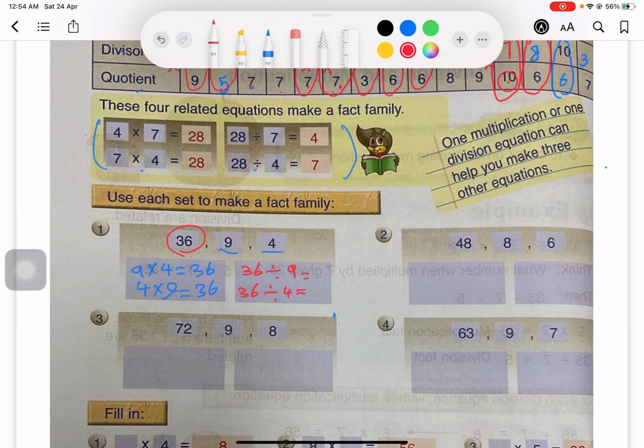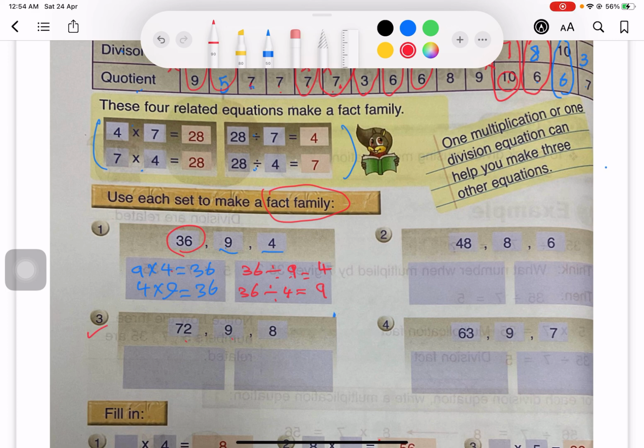Now, if you say in your mind what number you multiply by 9, you get 36, it is 4. And if you say in your mind what number multiply by 4, you get 36, it's 9. So you wrote 4 sentences, 2 multiplication and 2 division. We call this fact family. Fact family, you use the same numbers to write 4 sentences. Okay?